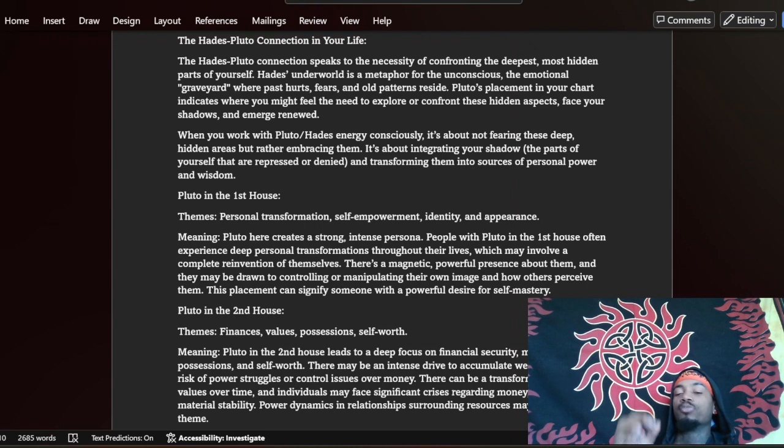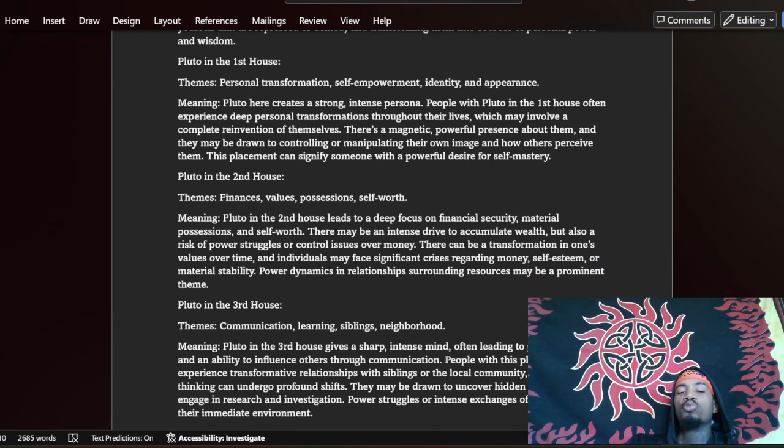So listen, Pluto in the second house, especially paired with a planet like Jupiter, could probably really have a strong spiritual inclination as well. Suddenly too, the deep psychological urge to go deep within and expand themselves, real shit. So now Pluto in the third house, right?